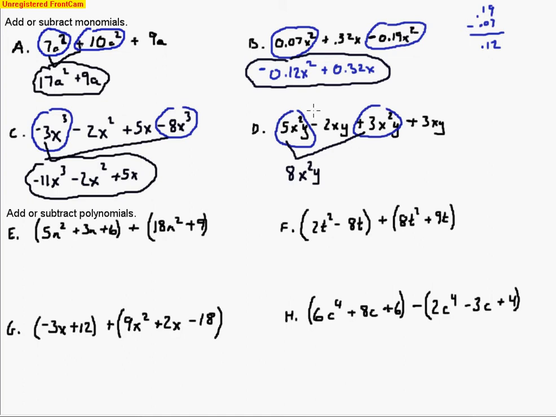Now we look at the xy's. We've got a negative 2xy. We've got a positive 3xy. So those are opposite in sign, so I'm going to end up subtracting those 2 numbers. So that makes a positive xy, or a positive 1xy for that matter. And that's it. That's as far as we go.